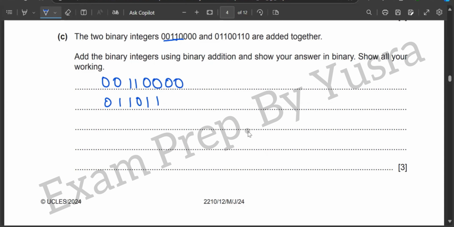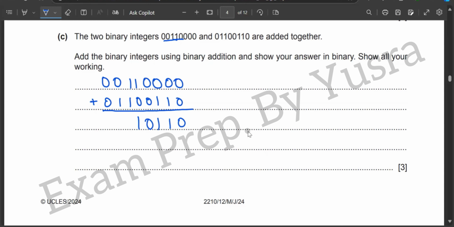0, 1, 1. Sorry. 0, 1, 1, and 0. Okay. 0 plus 0 is 0. 0 plus 1 is 1. 0 plus 1 is 1. 0 plus 0 is 0. 1 plus 0 is 1.